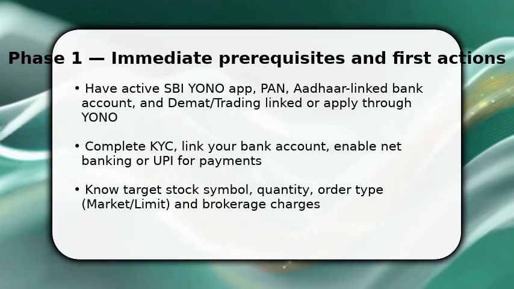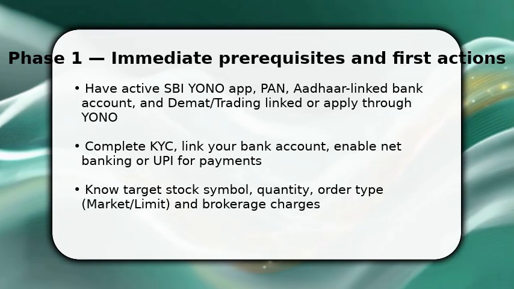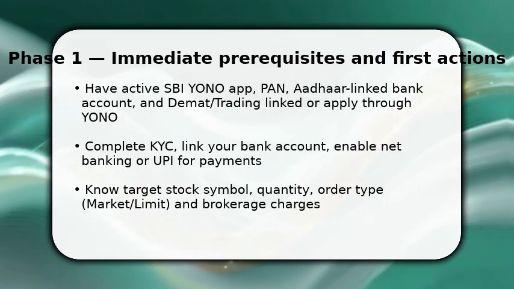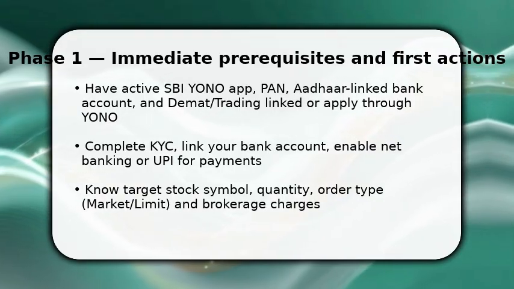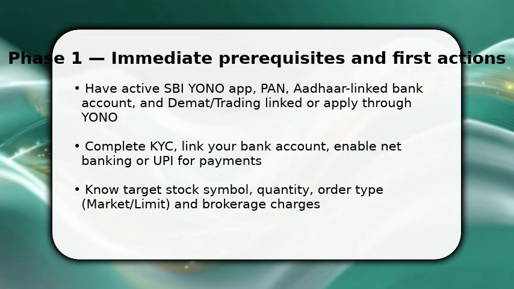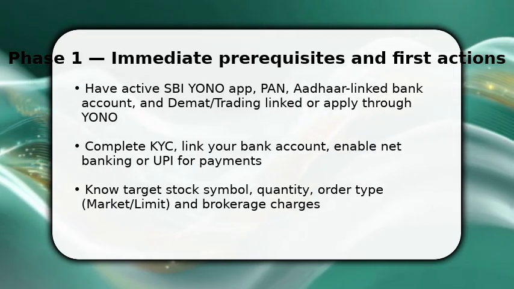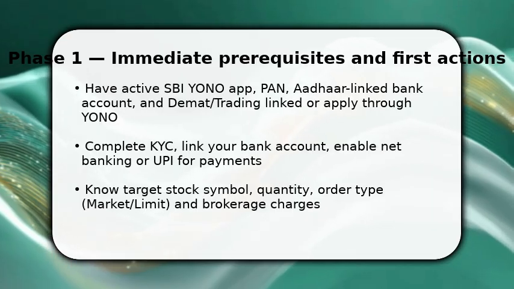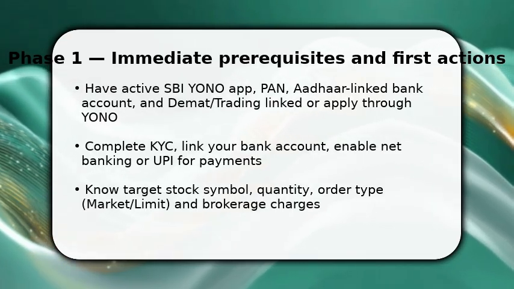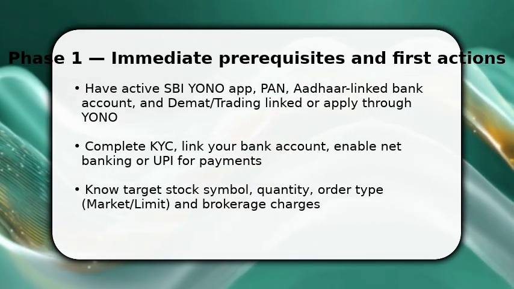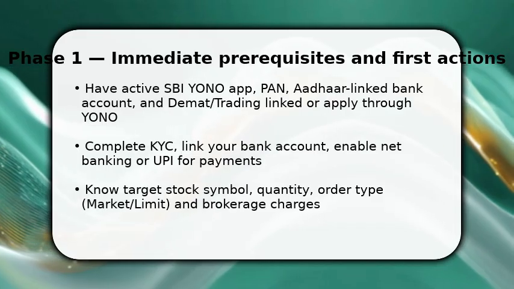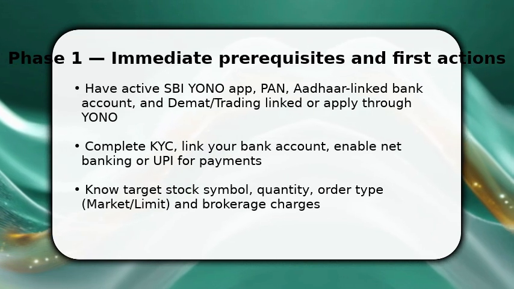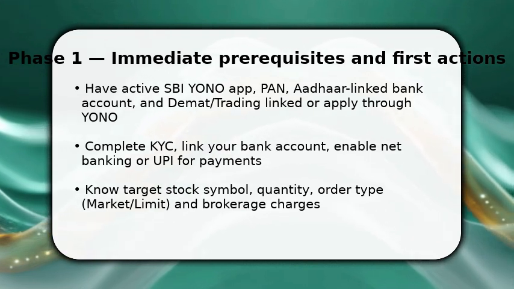You start by confirming prerequisites: PAN, Aadhaar-linked bank account, and the Yono SBI app signed in. Once done, open Yono and go to Invest or Trade. This is where you link or open a demat if not already linked. Next, verify KYC status and enable net banking or UPI for instant funds transfer. Make sure your trading permissions are active. Finally, identify the stock symbol and decide on market versus limit order, because that choice controls execution speed and price.